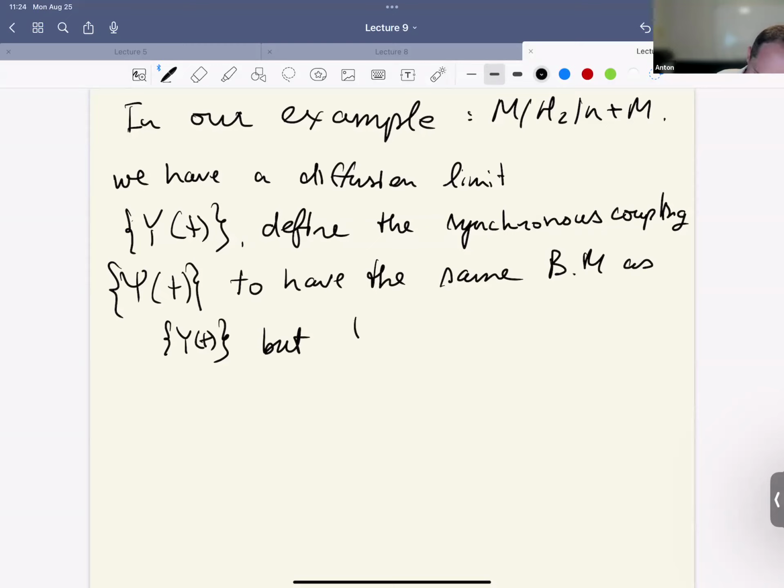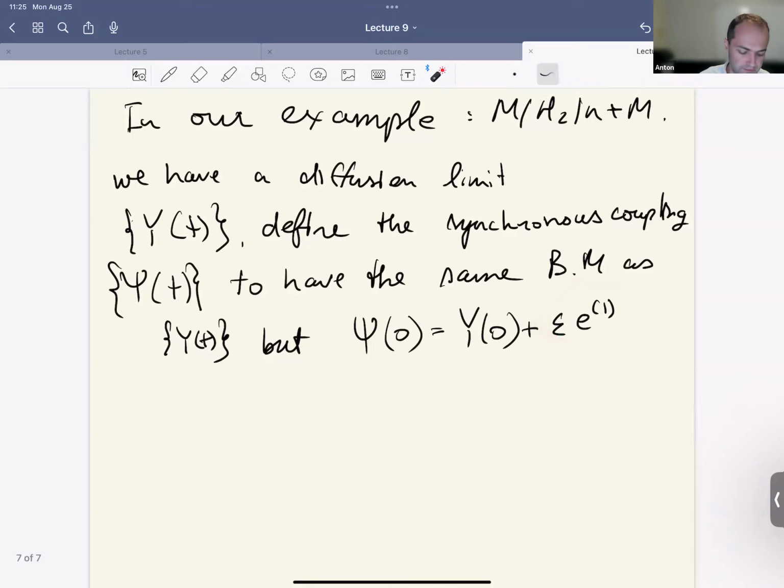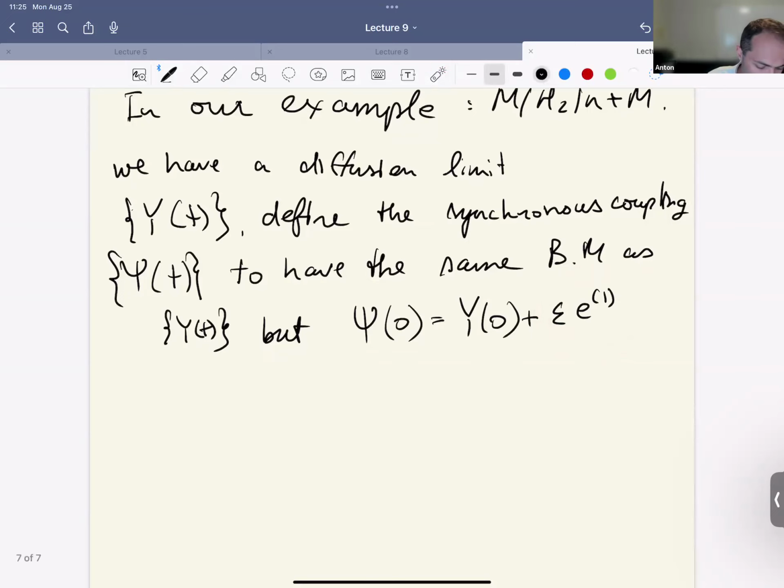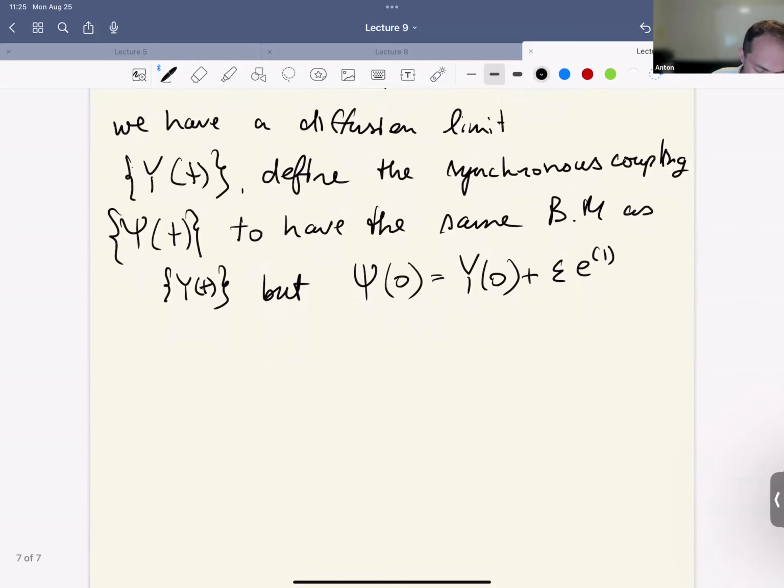But let's call it the initial condition is the same initial condition as y plus epsilon, so we're perturbing it in the first direction. Let me give you the high level steps.